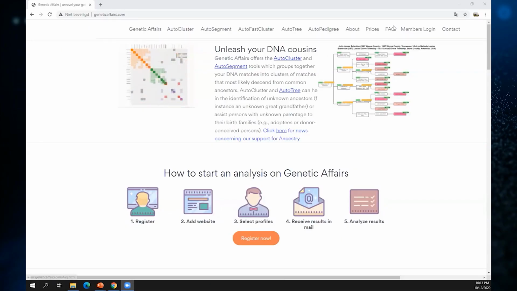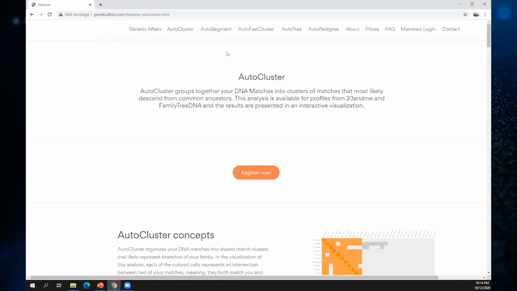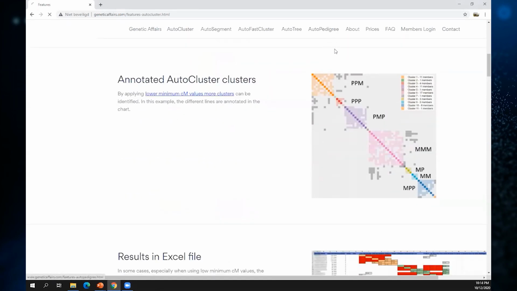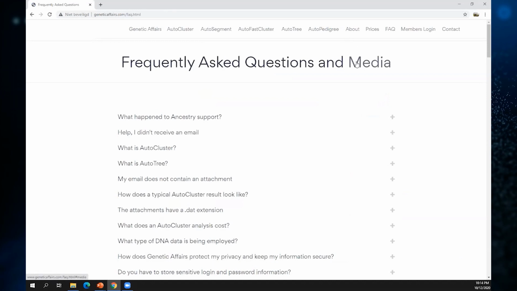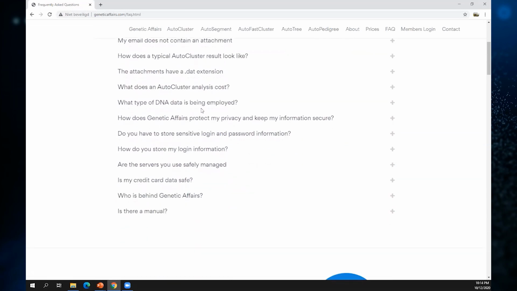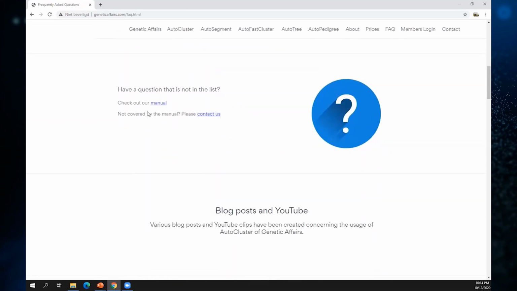I also have a nice manual which has recently been updated, so that might be useful as well. Super. And people are invited to ask questions on the Facebook group. The manual, how does somebody get a hold of the manual? This is my website. These are all the different tools in there: AutoSegment, AutoCluster with some information, and Auto Pedigree. Then price information, frequently asked questions. If you go to frequently asked questions, I have information about Ancestry, for instance, and other things. And then there is a manual. You just went past it.